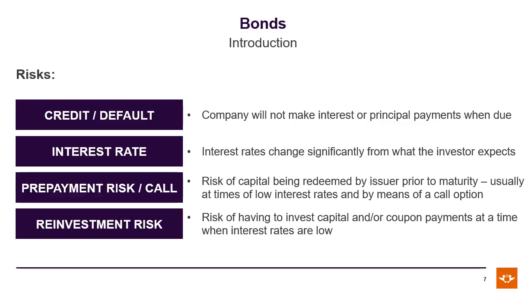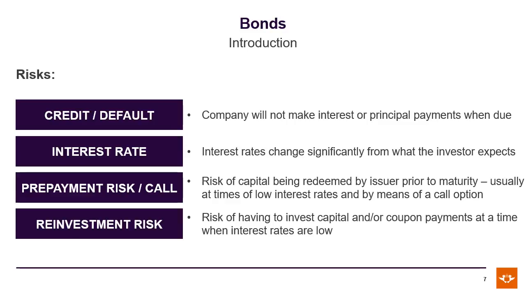There is interest rate risk. This is the risk that interest rates change significantly from what the investors expect. Then there is prepayment risk or call risk. Now, we've just talked about callable bonds, and bonds are called in a falling interest rate environment. And the risk that the investor faces is that when that bond is recalled, interest rates are falling, so other investments that they can take advantage of will have lower interest rates. Then there is reinvestment risk. This is the risk of having to invest their capital or coupon payments at a time when interest rates are unfavorable, low.